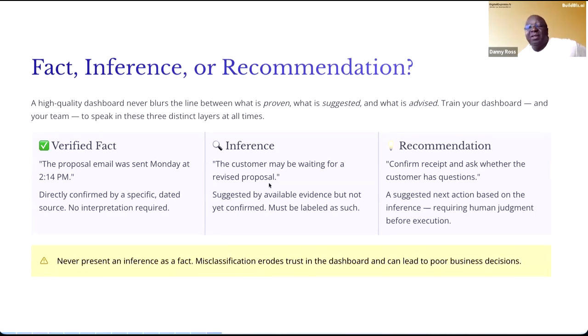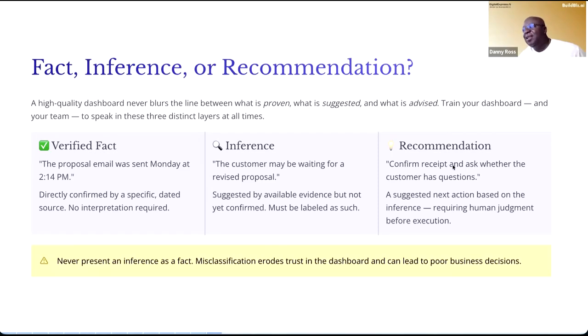So in the email, it specifically states a time and a date, so no interpretation is required. Inference. This is so funny, we have a lawyer, a legal group on the call. So they know this stuff, but it applies to AI intelligence as well. If you are looking at inference, a customer may be waiting for a revised proposal. It must be labeled as such.